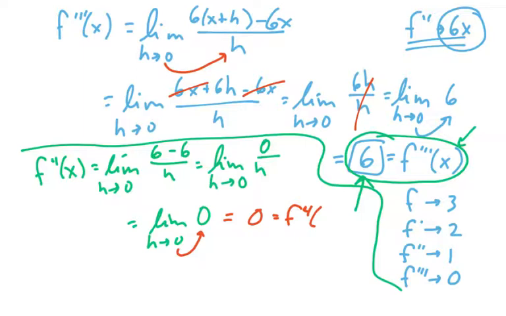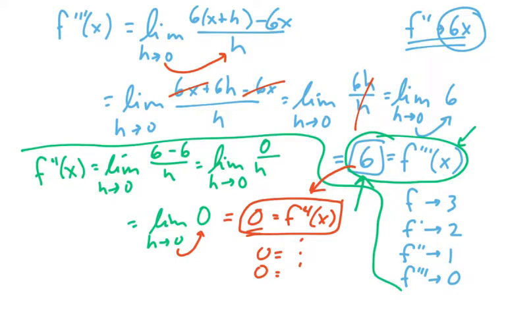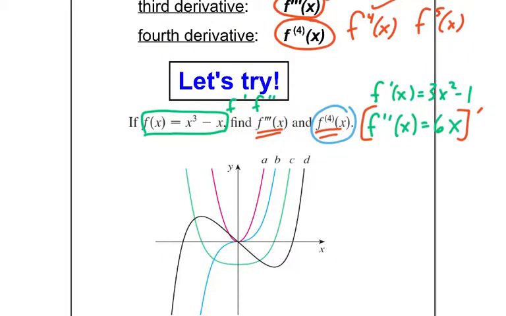So it looks like the derivative of a constant number is always 0. And if I keep repeating and repeating, it will always equal 0 from now on. Interesting. Okay, so let's take a look here.